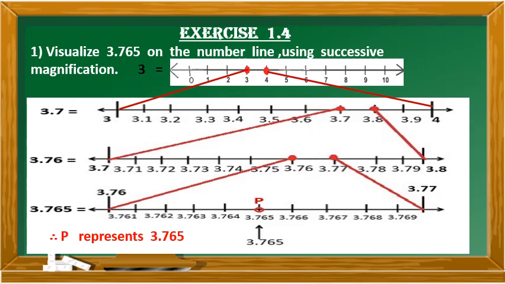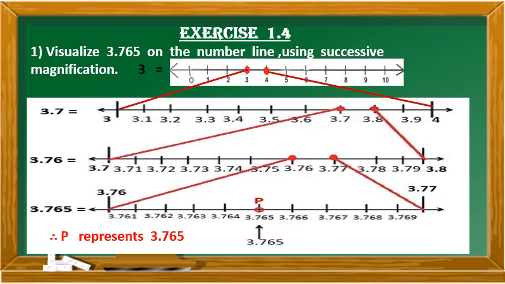View the next point, 3.765. It lies between 3.76 and 3.77. Now draw the number line next, divide it into 10 equal parts and mark 3.76 as the first point and the last point is 3.77. Now since we have to represent 3.765 at last, we will start writing with 3.761, 3.762 and so on till we reach 3.769 and at last 3.77 is the last point.